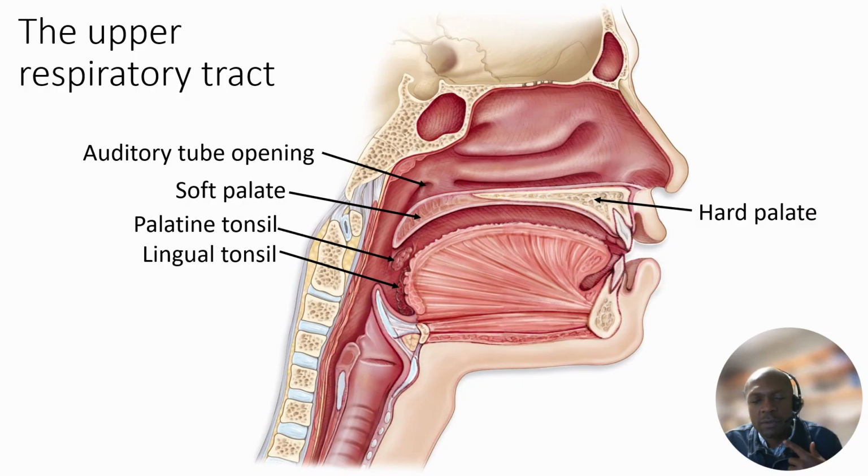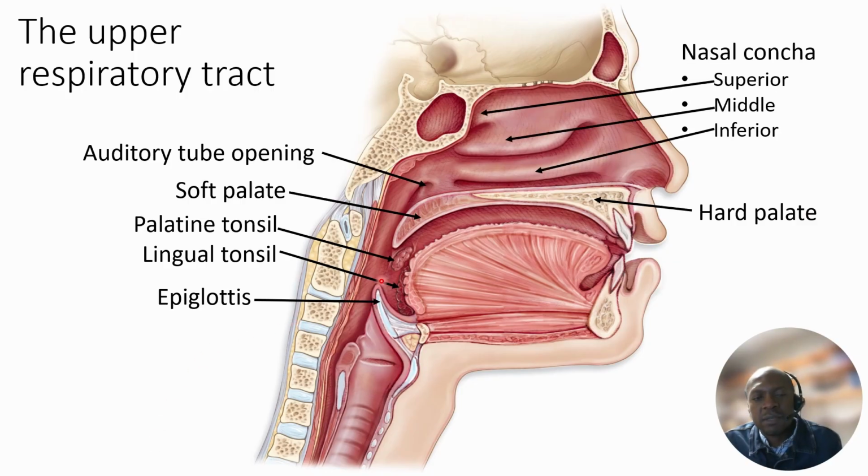Your uvula is that little thing that you can touch at the back of your mouth and wants to make you throw up. And then demarcating the airways from the esophagus, there's the epiglottis right here, and sorry, I'm going back and forth here, but just go with me.